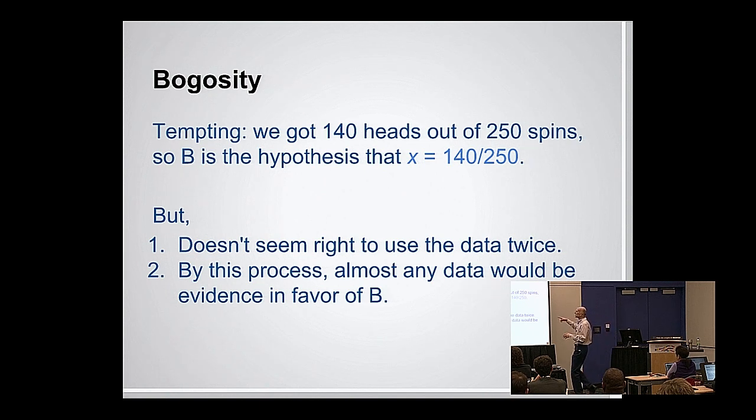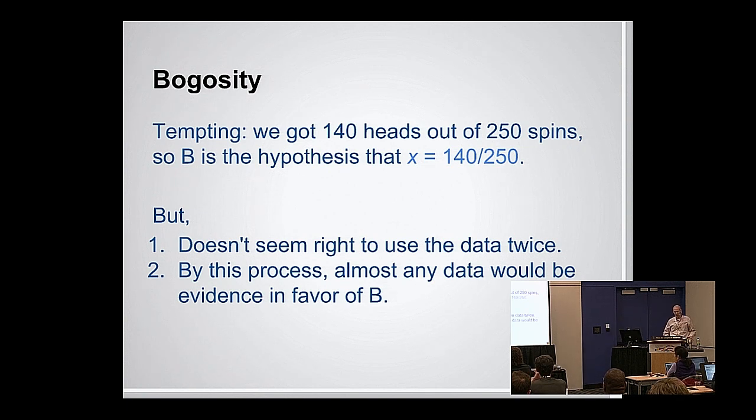This is a cheat in part because you can't look at the data in order to formulate your hypothesis and then use the data again to update your beliefs. Each datum, you can only use it once. It's like cashing a check, you're done. The other one is, if this is the way to test whether a coin is biased, then every coin is biased. What you actually observed will always be very likely under this hypothesis. So this is not legit.